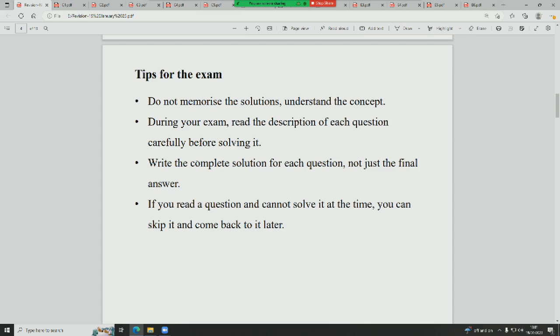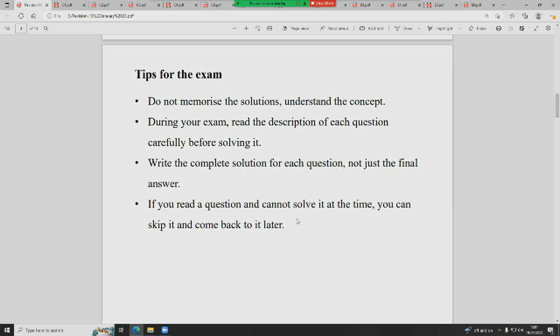And the other thing is, you only have 2 hours, and my advice is just solve as many problems as you can. At the end, if you've got time, go back and have a look. So you don't waste your time on an example, because at the end of the day, you want to get a good grade for this course and obviously for other courses. And as I said, if you read a question and cannot solve it at the time, you can come back to it later. Are there any questions in regard to the tips I've given you here?